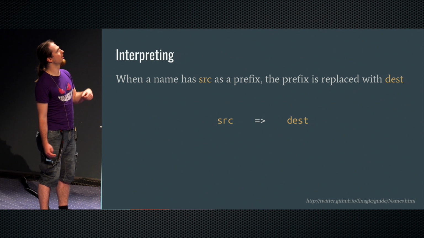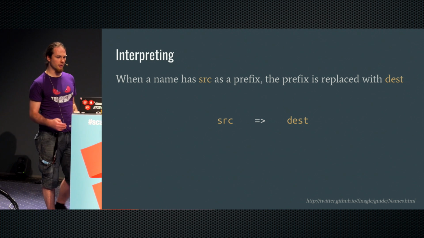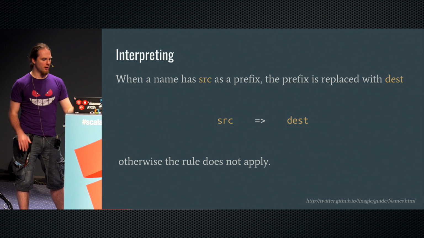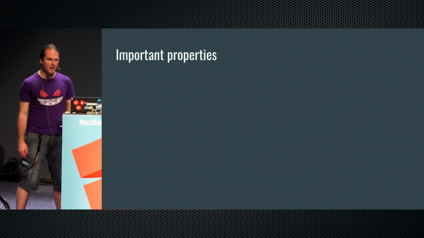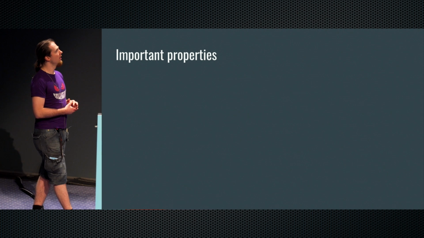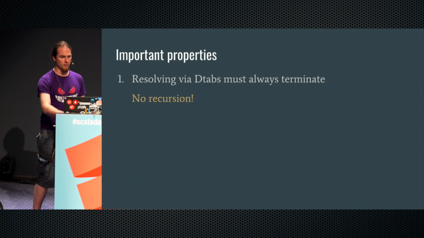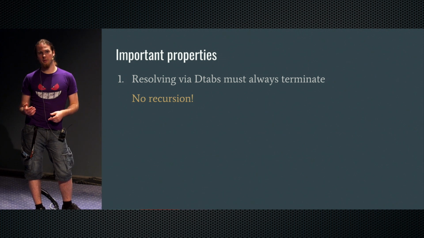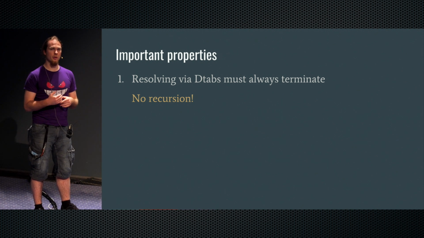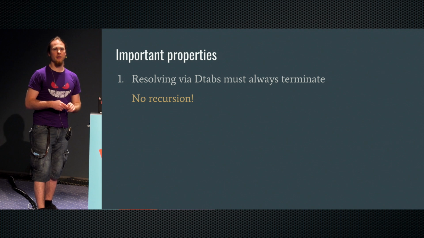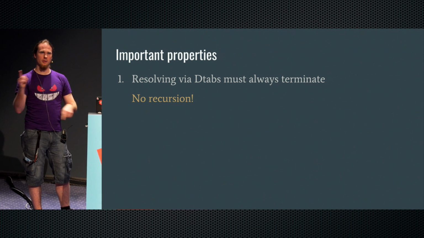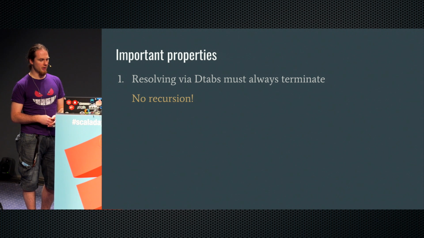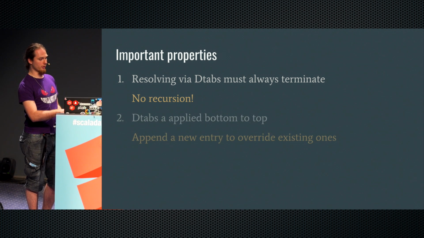So in this case, if we find /source, source will be replaced with destination. Otherwise, the rule is skipped, and it goes to the next rule. Delegation tables have some important properties. For instance, resolving with Dtabs must always terminate. So you have to make sure that when you define your delegation tables, you don't put in any recursion, where two rules call each other, and the resolving won't finish, and then nothing works.